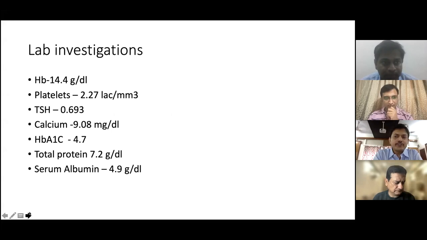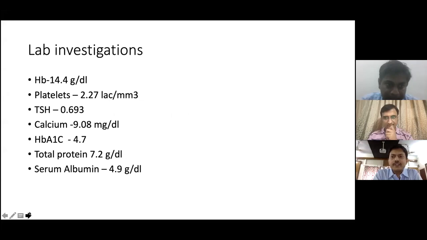So these are the reports. What's your interpretation of these tests? His thyroid level, calcium, and HbA1c are normal, and his platelets and Hb are also normal. Okay, are you happy with these tests, or do you want to proceed further in this particular patient? These are the general investigations I would initially ask, but to confirm my diagnosis of slow transit constipation, I would order a transit study.